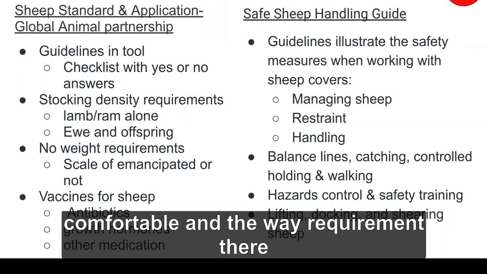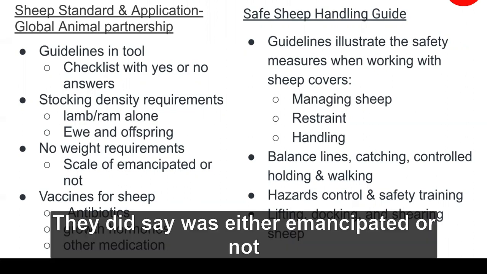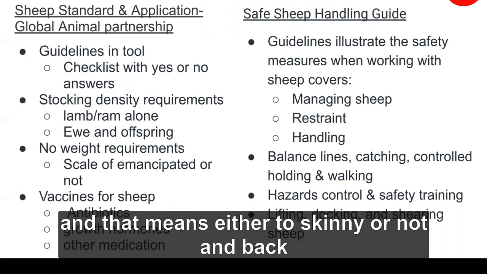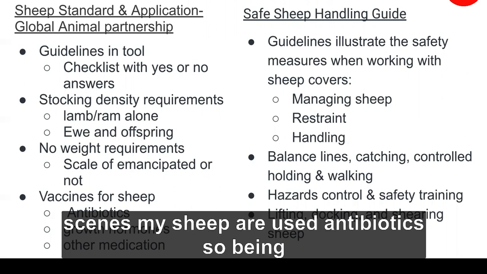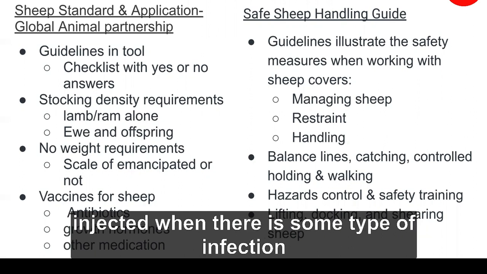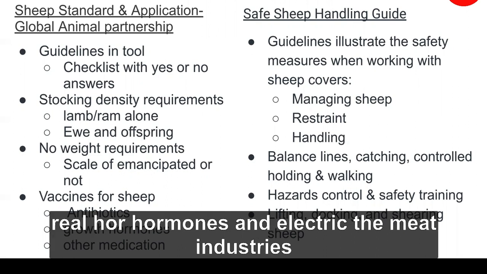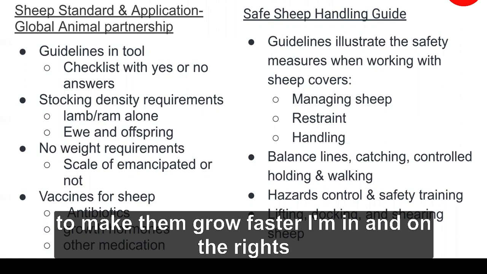And the weight requirement, there was no weight requirement. The only thing that they did say was either emaciated or not, and that means either too skinny or not. And vaccines for sheep are used, or antibiotics to be injected when there is some type of infection. Growth hormones, like for the meat industry, are to make them grow faster.